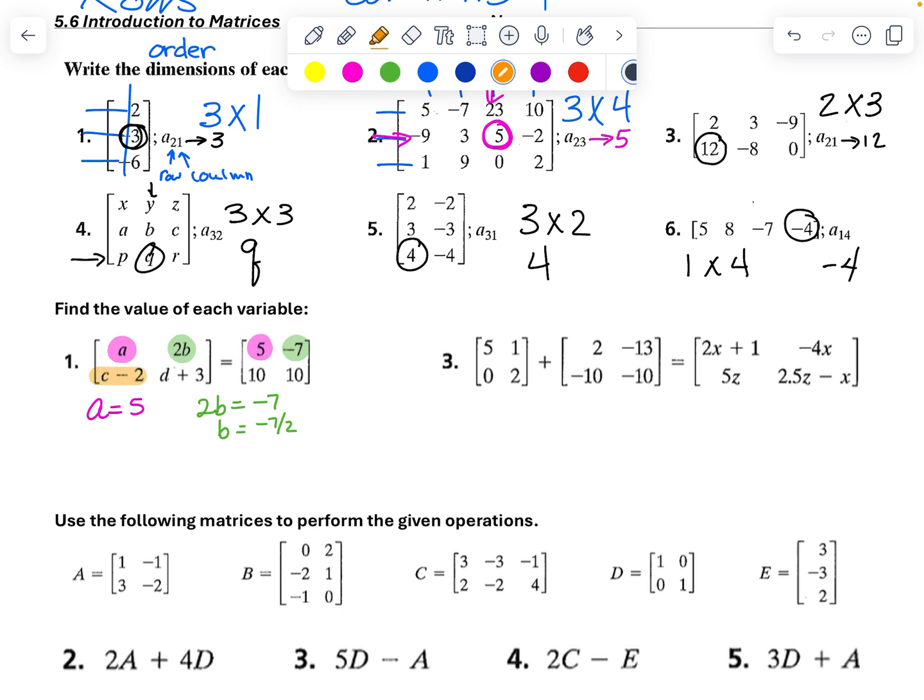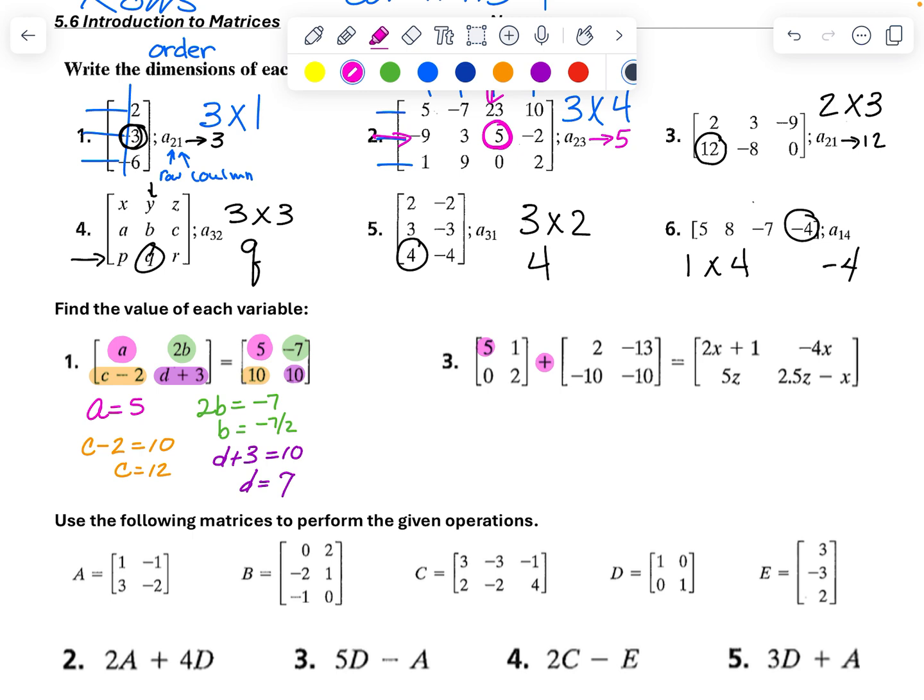C minus 2 is in the same location as 10. So C minus 2 is 10. So C is 12. And last but not least, D plus 3 is 10. So D is 7. So that's straightforward, my friends. Do not make that hard.